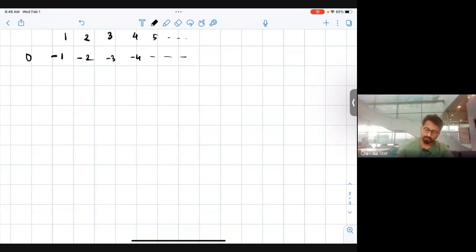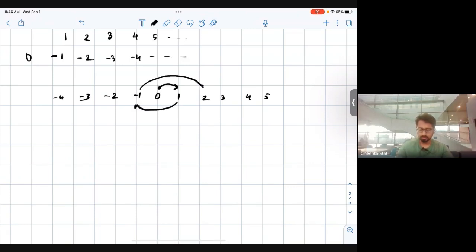So let's say here is 0, 1, 2, 3, 4, 5, minus 1, minus 2, minus 3, minus 4. So what if we define it like this? The first step we go here and then we go here. So this is the first step. And then the next one we go here, and the next one we go here, and the next one we go here. So therefore it's sequential.